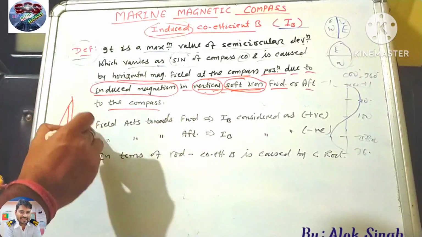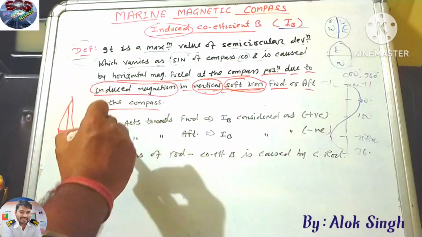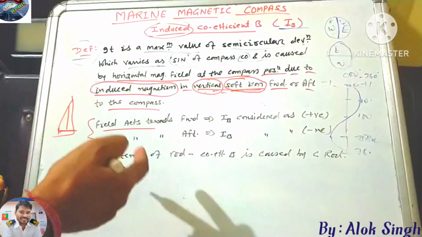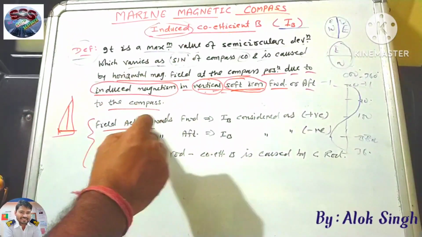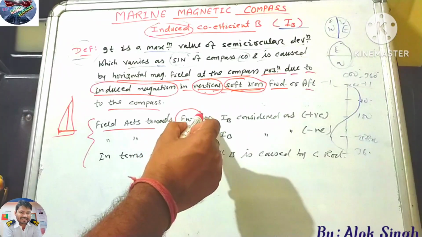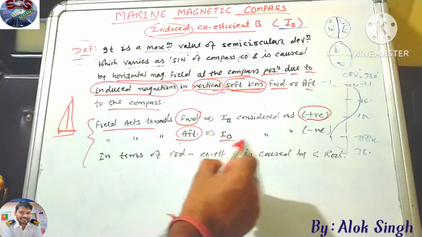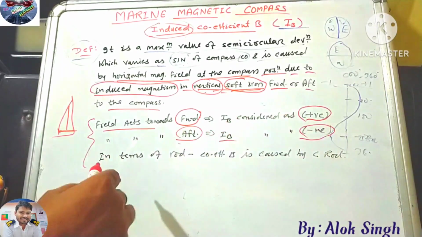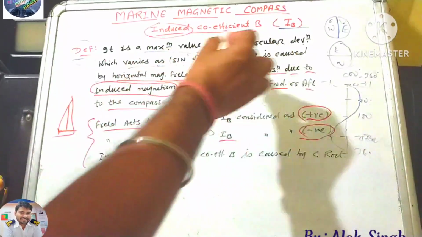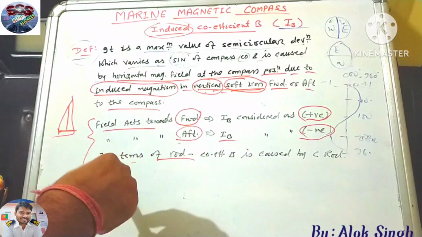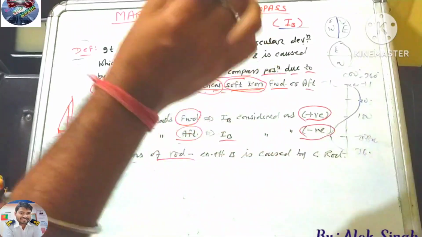Now we'll see, for the purpose of this part, you can make a note, as in our previous video on permanent B, that if any field is acting towards forward, that will be considered positive. If it is acting towards aft, then it will be considered negative. You can also say that in terms of rod, which rod is going to be induced and which rod is going to develop this type of induced magnetism.